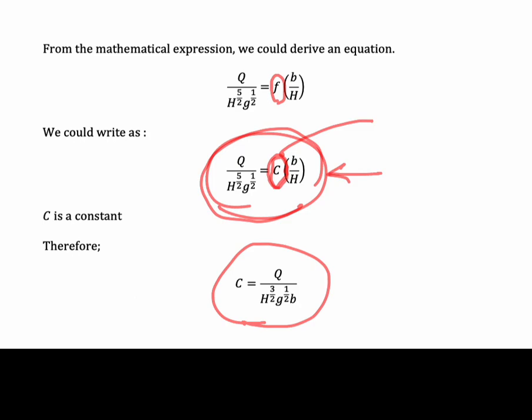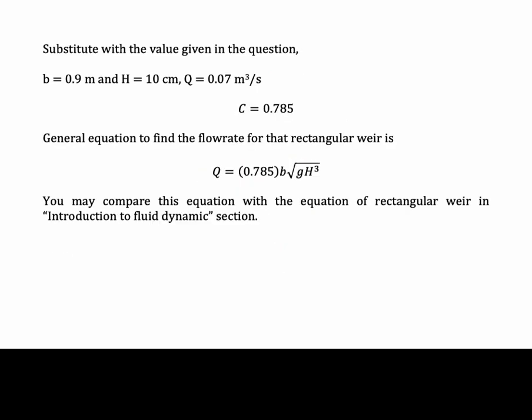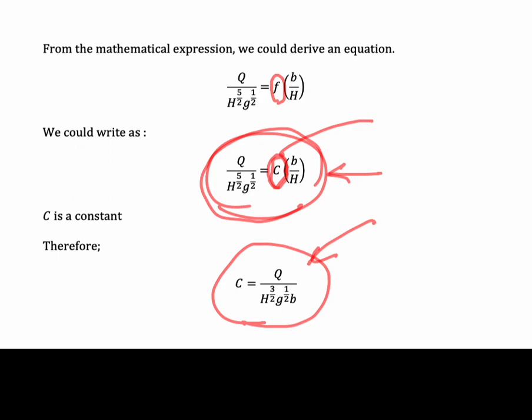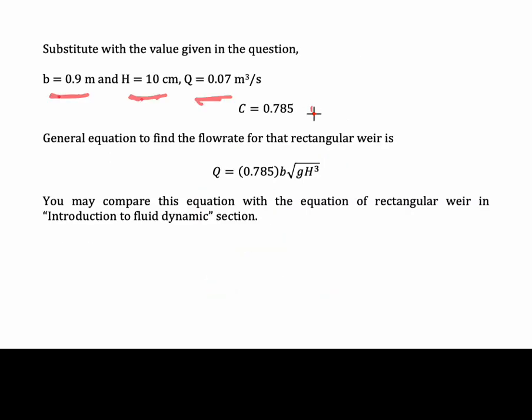And then, we have a few experiment data, so we substitute into this equation with b equals 0.9, h is 0.1 meter, and Q is 0.07 meter cube per second. So we found that C here is 0.785.